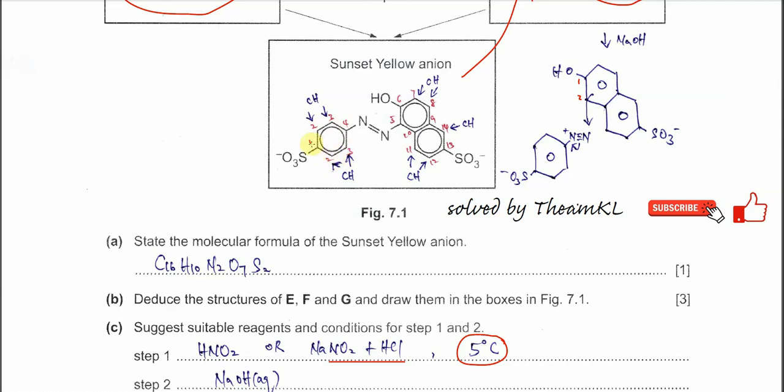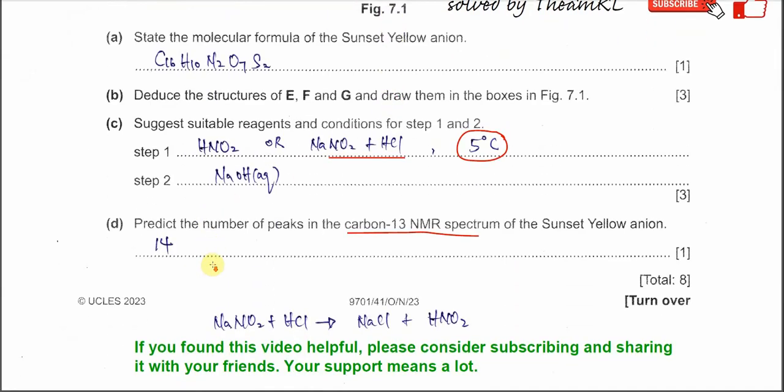Means we just use 1, 2, 3, 4. After that, 5, 6, 7, 8, 9, 10, 11, 12, 13, 14. So total 14 peaks there. 14 different carbons. So that's why you see these 14 peaks in this compound. All right, so for non-equivalent carbon. Okay, that's all. Thank you.